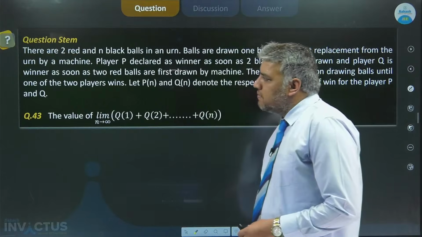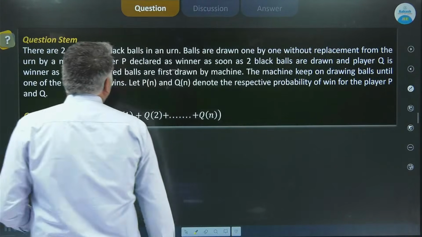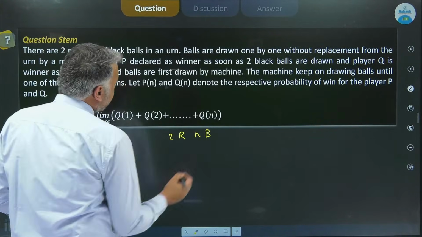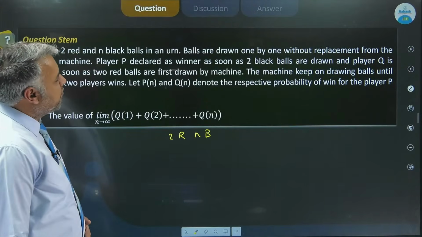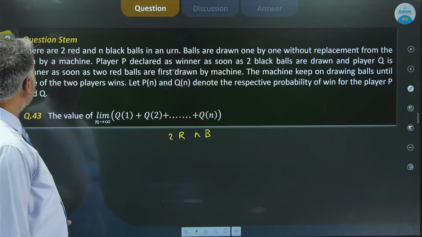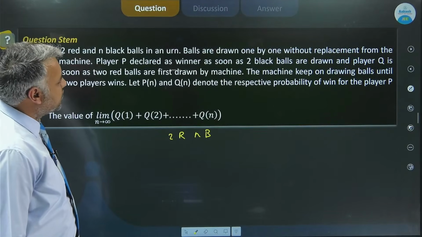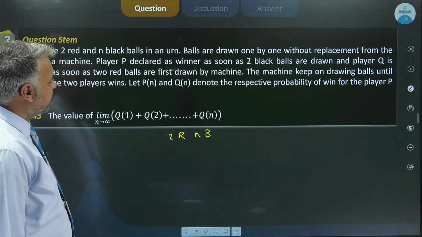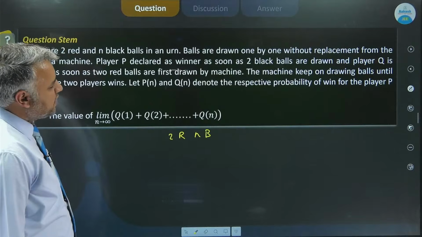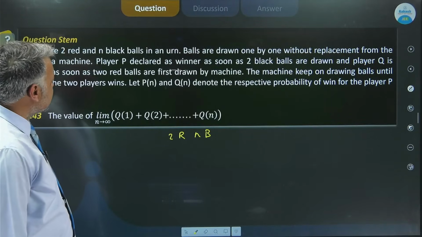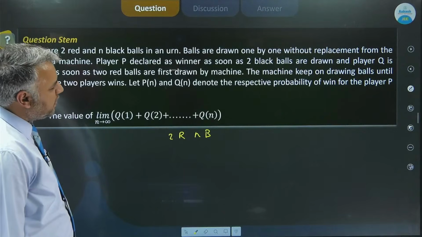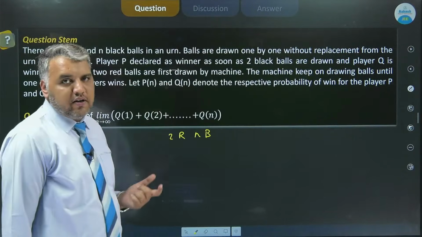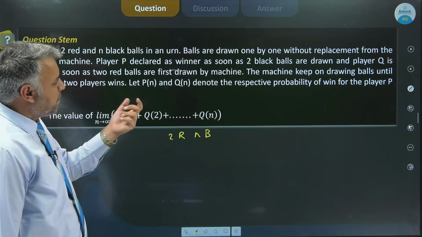Okay, STEM question. There are 2 red and n black balls in an urn. Balls are drawn one by one without replacement from the urn by a machine. Player P is declared the winner as soon as 2 black balls are drawn, and player Q is the winner as soon as 2 red balls are drawn, first drawn by the machine. The machine keeps on drawing balls until one of the 2 players wins. Let Pn and Qn denote the respective probabilities of the win of players P and Q.